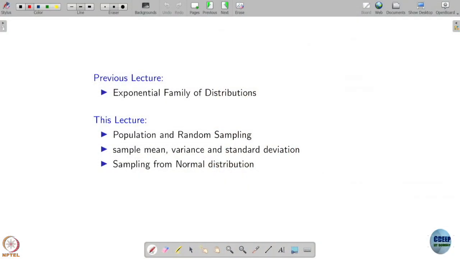So in the last lecture, we started talking about random sampling. We discussed what we mean by random sampling from a particular population. We said that for us, population is nothing but some underlying probability density function.